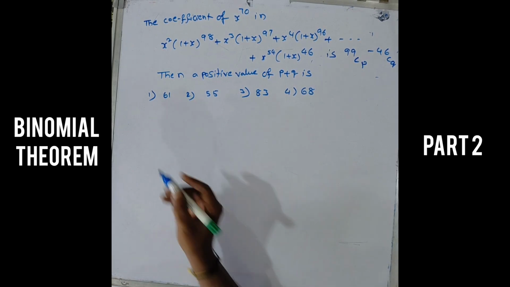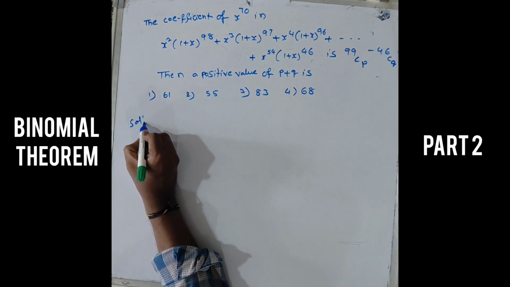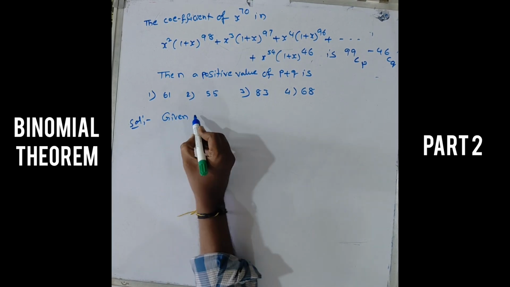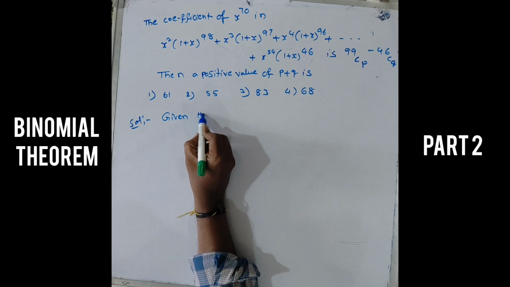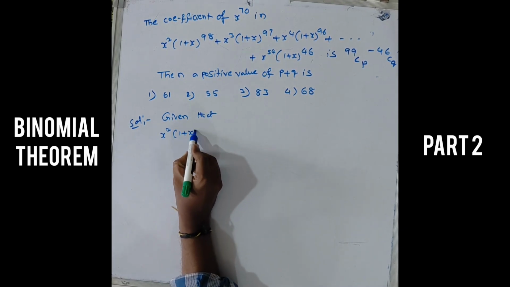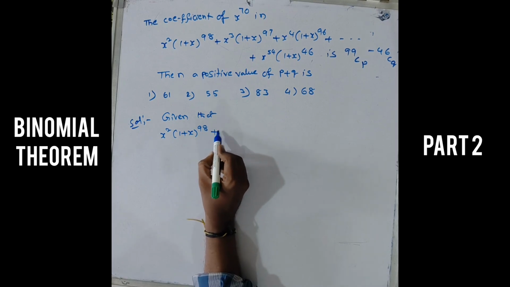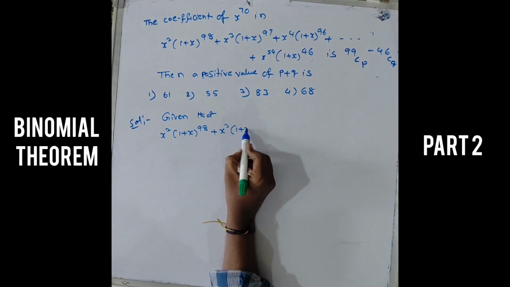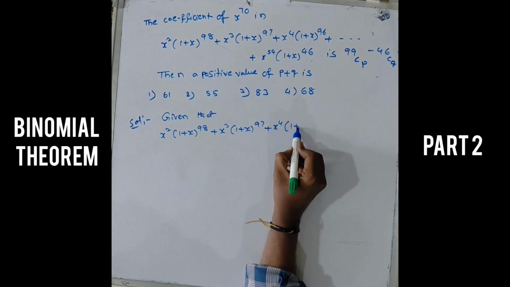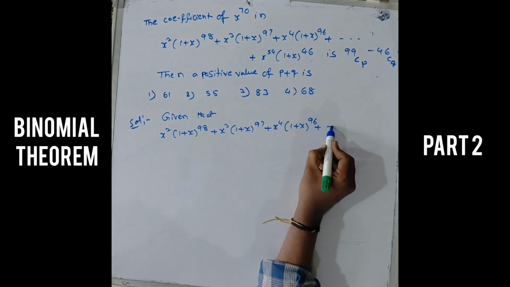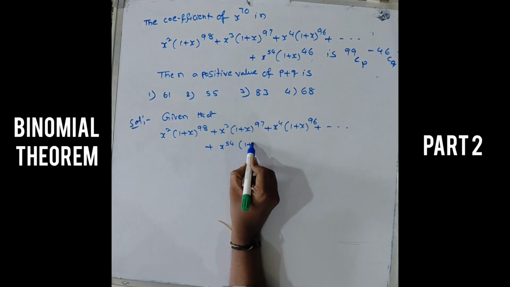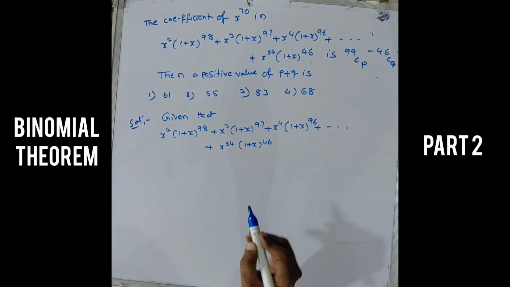You observe carefully. Now the solution. The given expansion is x^2(1+x)^98 + x^3(1+x)^97 + x^4(1+x)^96 plus and so on plus x^54(1+x)^46.